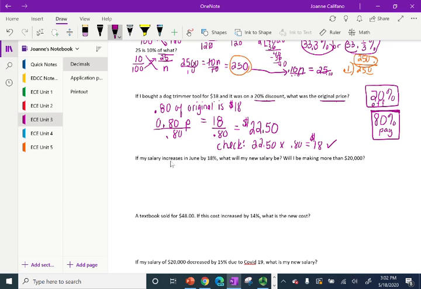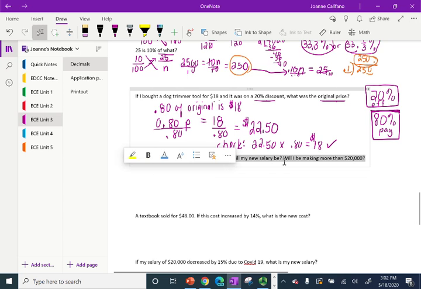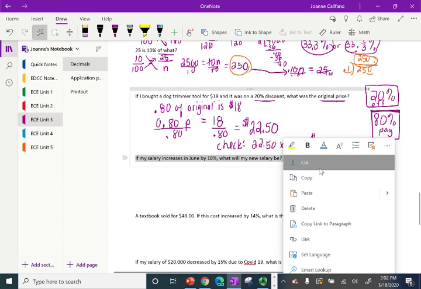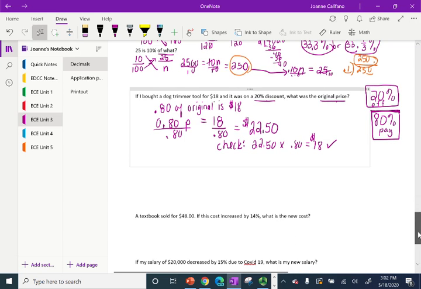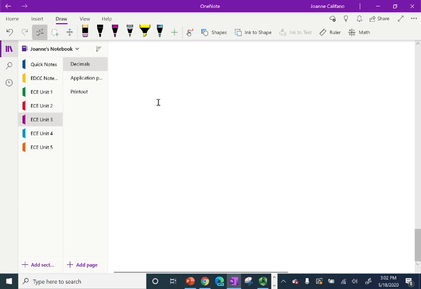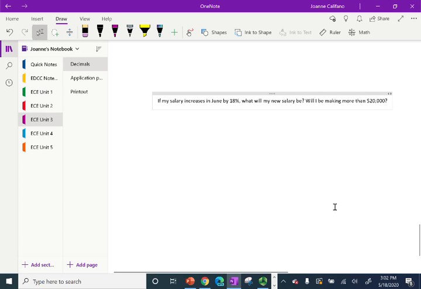If my salary increases in June by 18%, what will my new salary be? Oh, these are in a different order. I wanted to do a different order because this problem is supposed to follow the other problem. Isn't that funny? They're out of order now. All right, let's see if I can capture that problem and move it down. Okay, I'll move it down here. We'll get back to it.